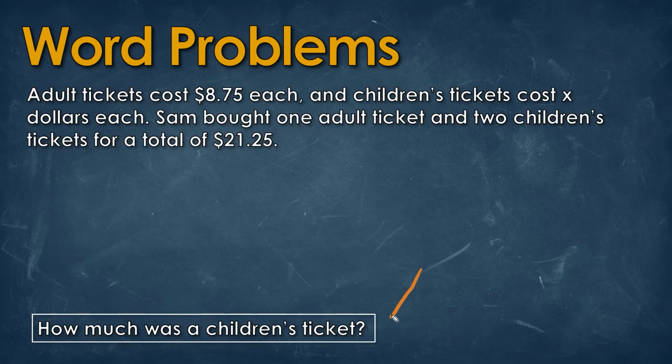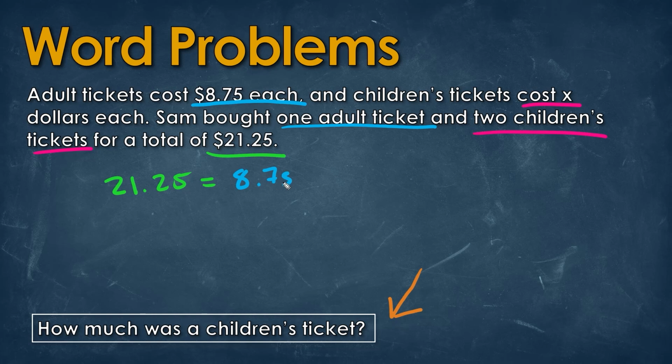So for this problem, we want to figure out the cost of a children's ticket. It tells us that an adult ticket costs $8.75 each, and that a children's ticket will cost x dollars. Now it says that Sam bought one adult ticket and two children's tickets for a total of $21.25. So we can set this up as $21.25 is equal to the one ticket that was $8.75 for the adult, plus the two children's tickets, which we'll call 2x.